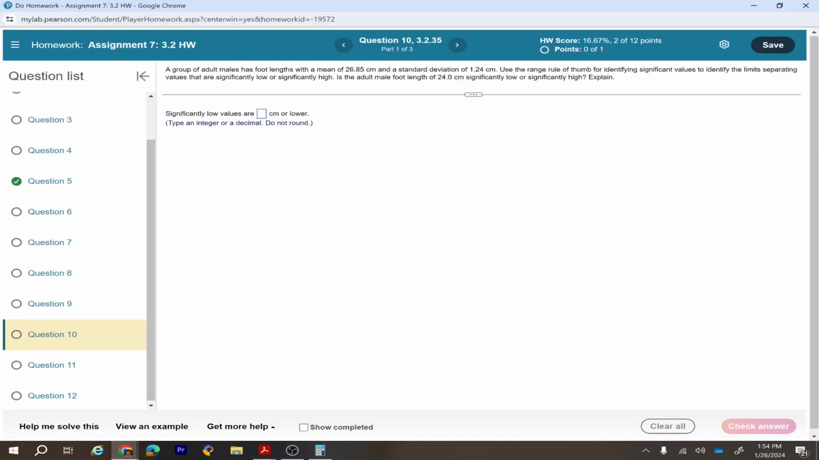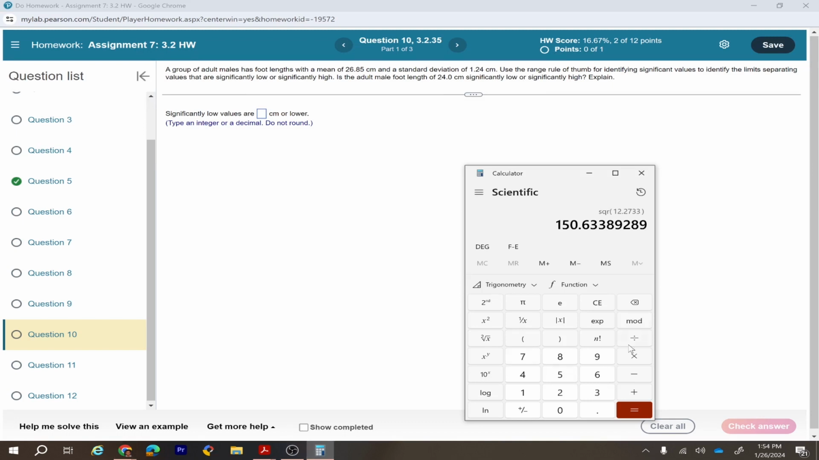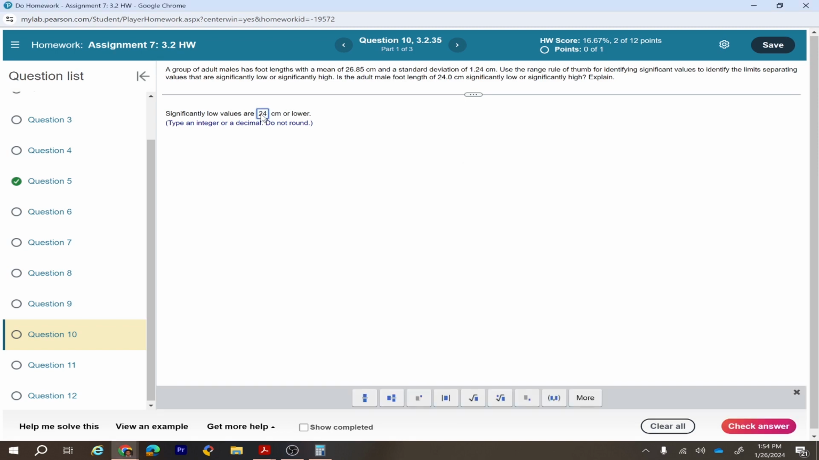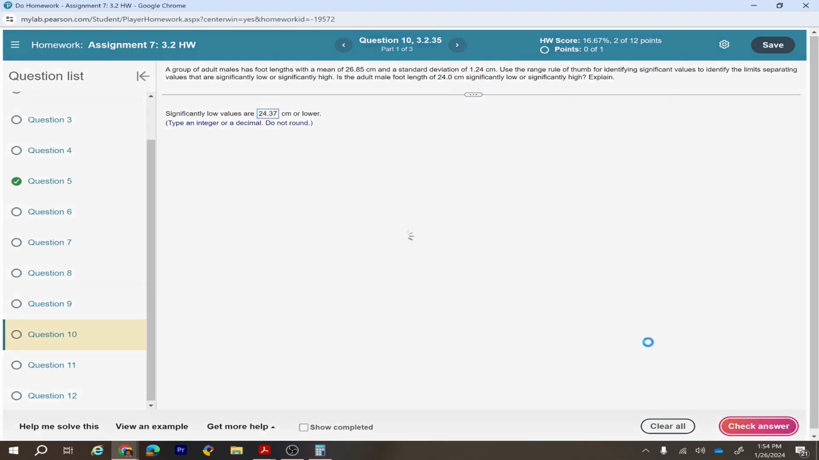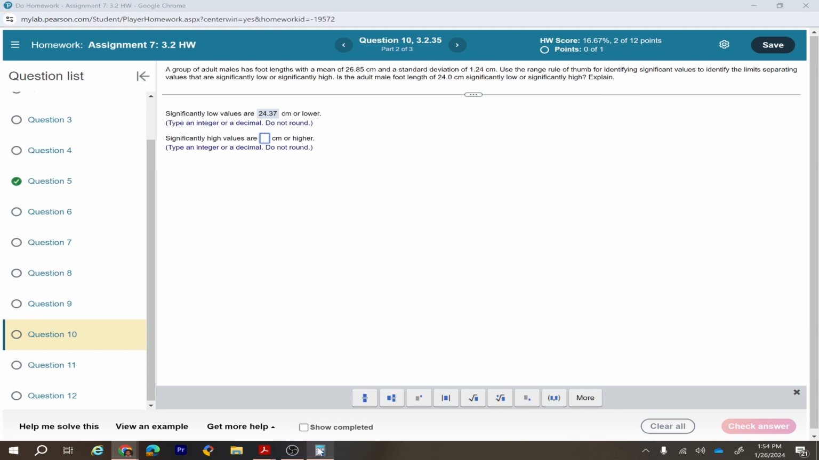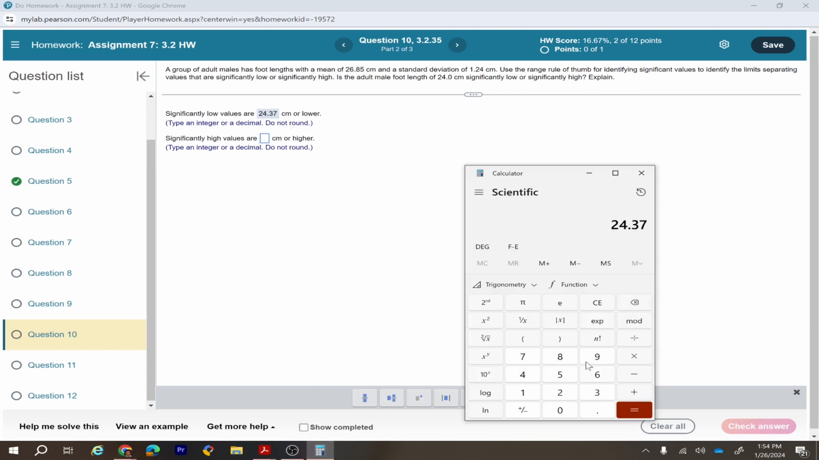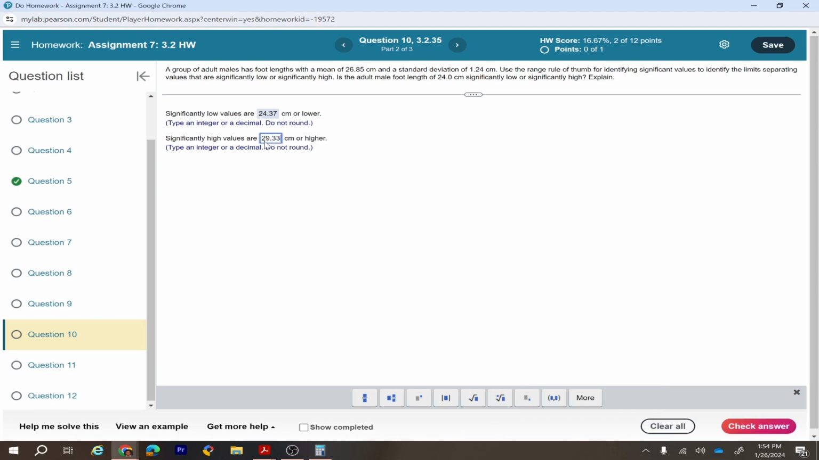So in this problem, we are given a standard deviation, which is 1.24, and the mean, which is 26.85. If you calculate 26.85 minus 2 times the standard deviation, 1.24, anything less than 24.37 is significantly low. That's the mean minus 2 times the standard deviation. Anything greater than the mean plus 2 times the standard deviation: the mean is 26.85 plus 2 times 1.24, that is 29.33.